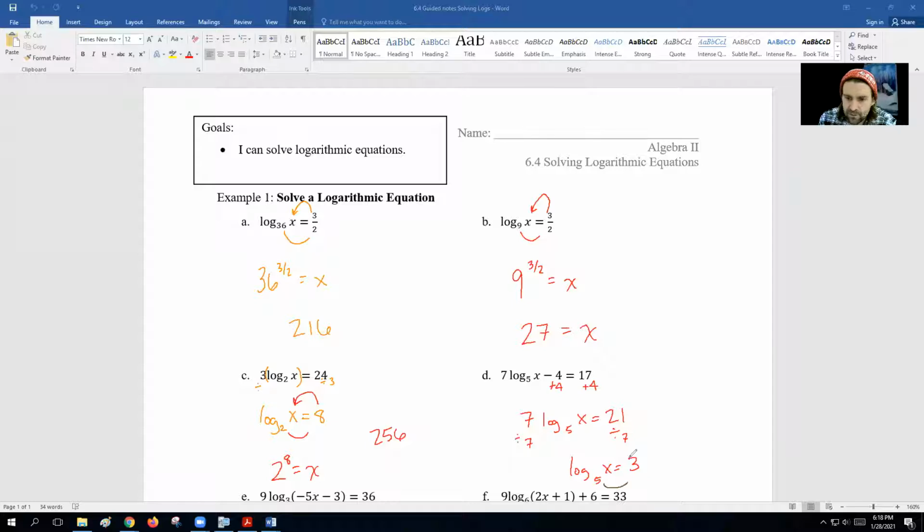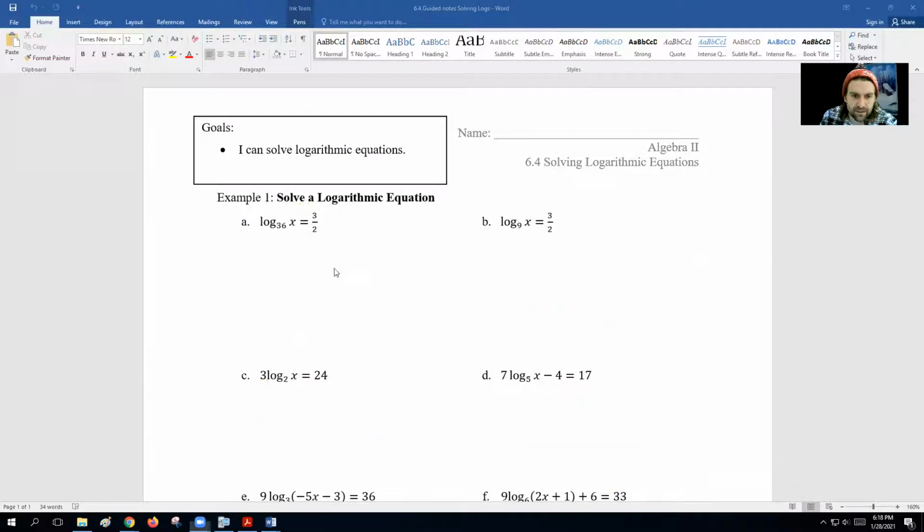Once we've got that, we loop and swoop to get rid of the log. So 5 to the 3rd power equals x. In the calculator, 5 to the 3rd power is 125. Okay, hopefully not too bad here. We'll get the hang of this. Keep this going, add some more difficulty to this.